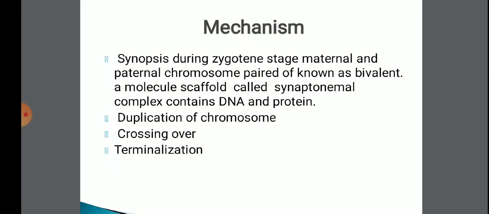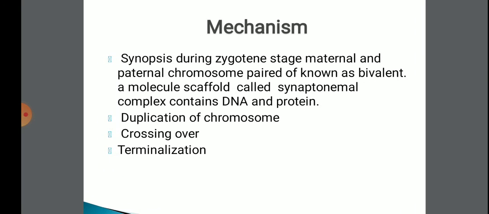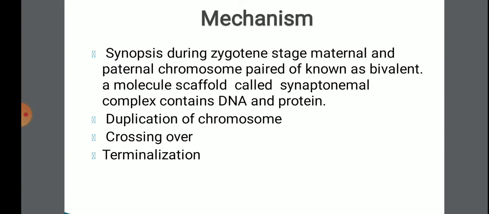Now the mechanism of crossing over. How does this crossing over occur? How is the genetic material exchanged between the non-sister chromosomes? This mechanism involves 4 major steps. The first one is synapsis, then duplication of the chromosome, then crossing over, and last is terminalization.